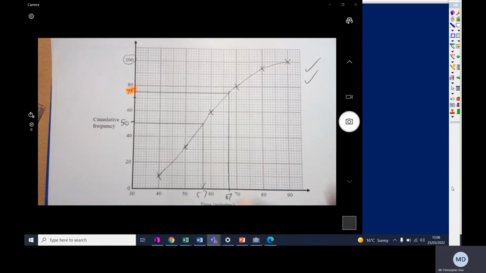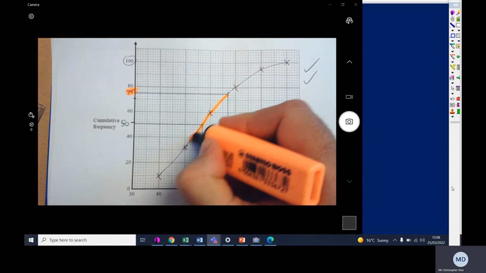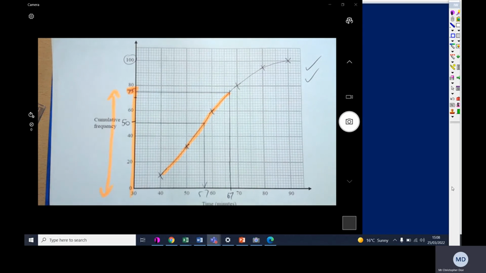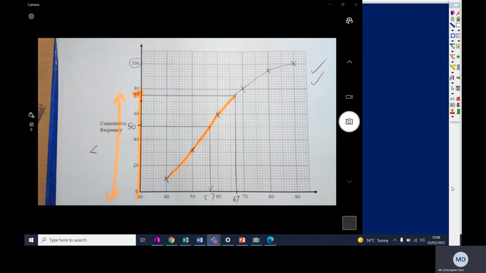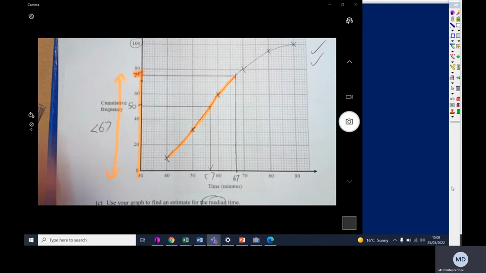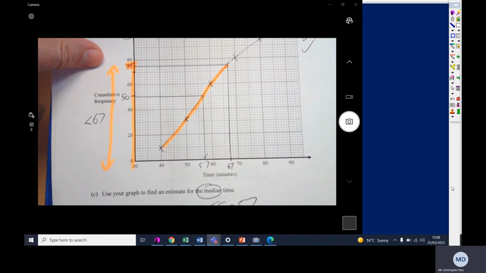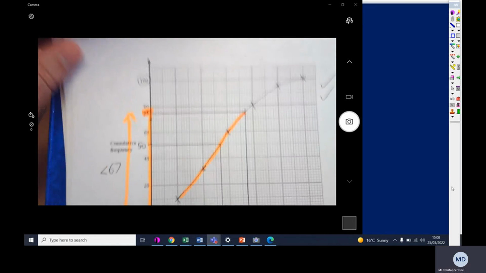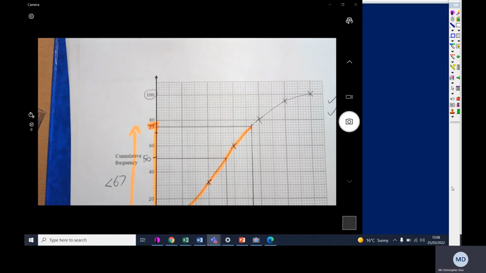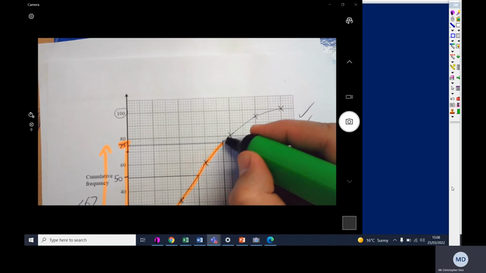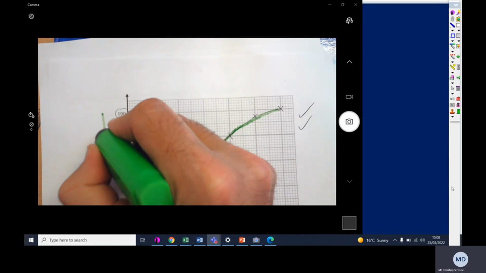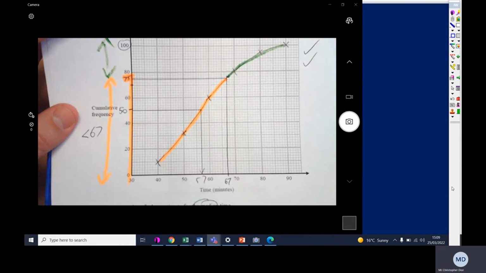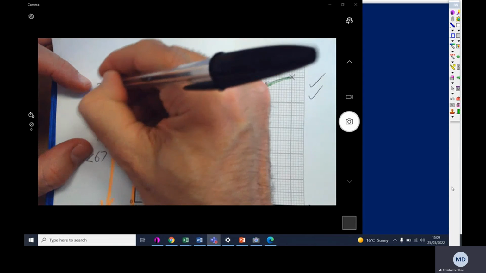75. Now, these 75 people represent this part of the graph. They're the people who scored less than 67. The question didn't say how many scored less than. It said they took longer than 67, not less than 67 minutes. So those that took longer were this part of the graph, people on the top right. So it's this bit here. So your answer is not 75 people, it's the people above 75, which is 25 people.